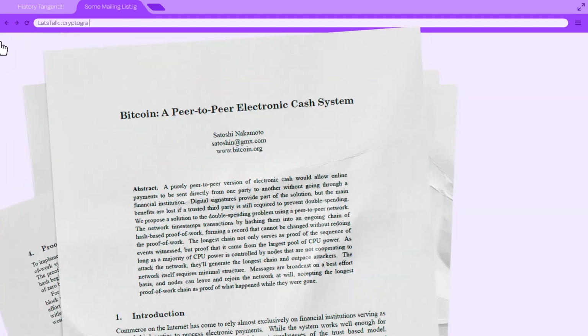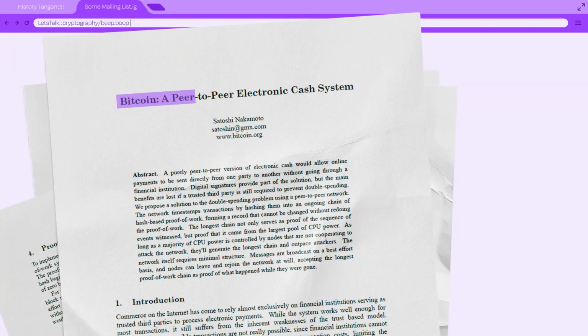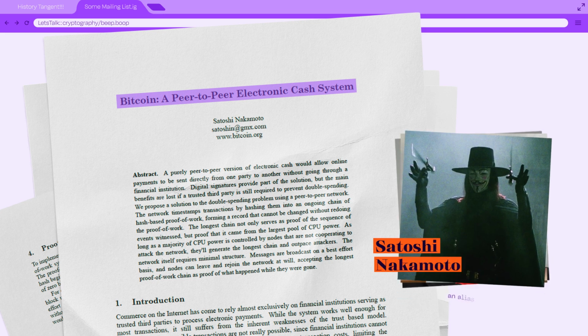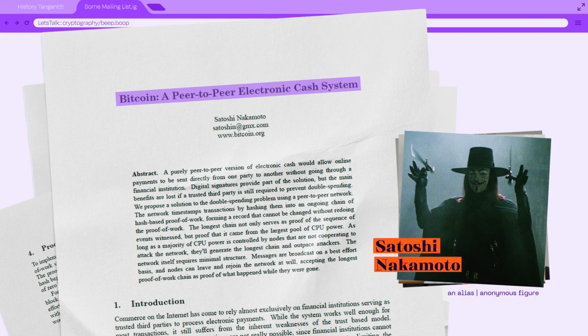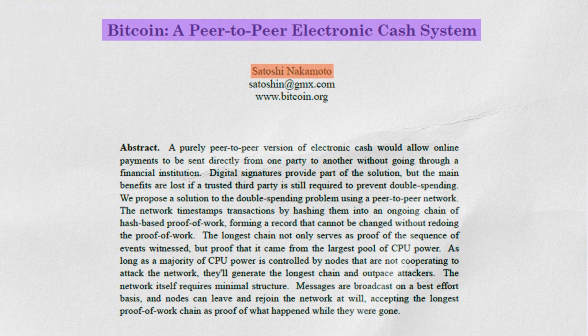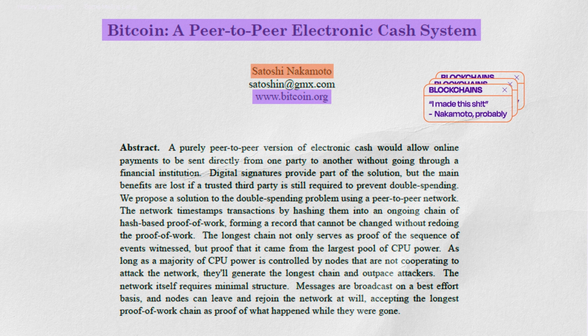History tangent: it is 2008. A mailing list discussion on cryptography. Bitcoin, a peer-to-peer electronic cash system by Satoshi Nakamoto. The paper outlined the functionality of the Bitcoin blockchain network. From this paper, Nakamoto is primarily credited for the conception of blockchains.